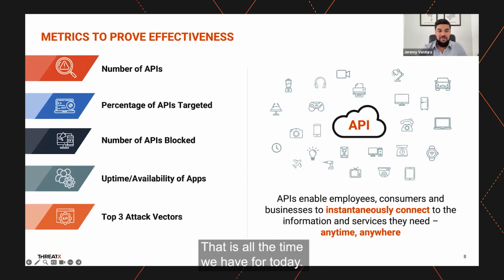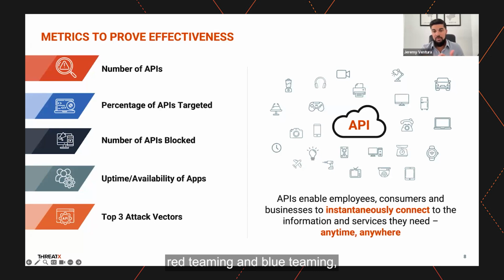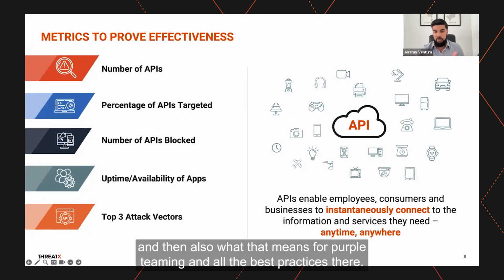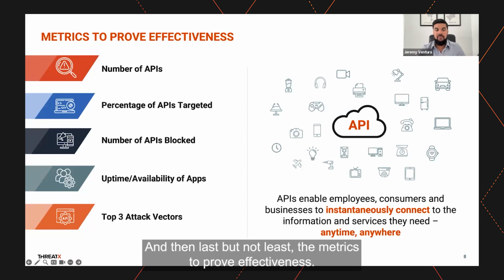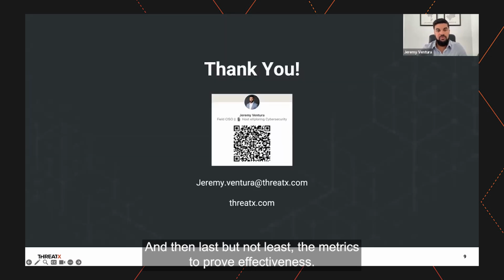That is all the time we have for today. Nice, short and sweet, but we talked about how to start, which is really about visibility, discovery, cataloging, red teaming and blue teaming, and then also what that means for purple teaming and all the best practices there. And then last but not least, the metrics to prove effectiveness.